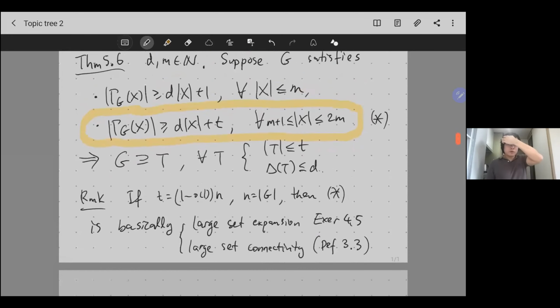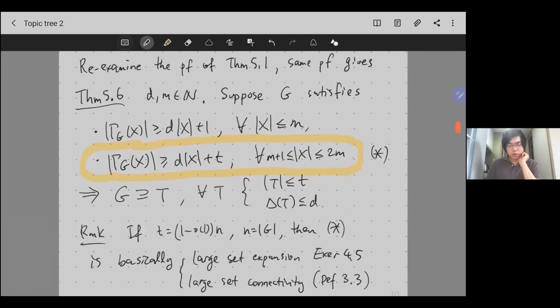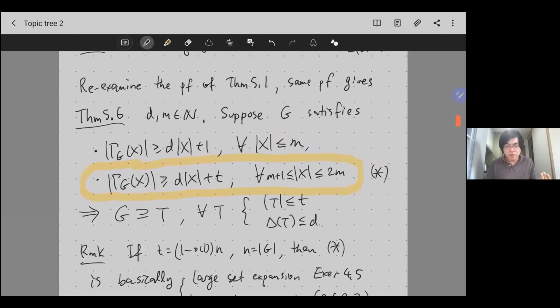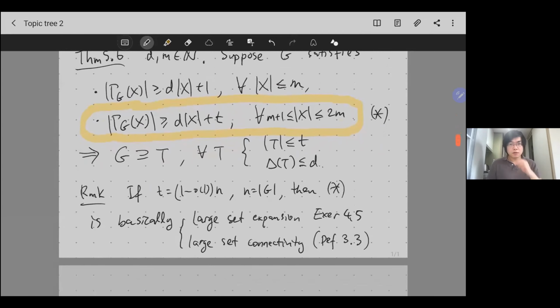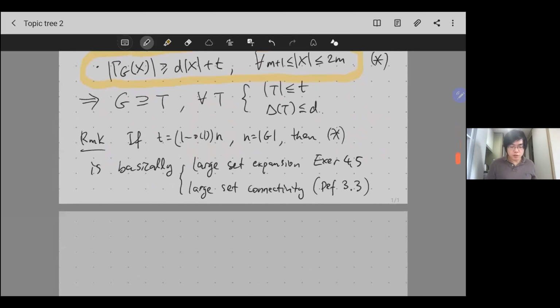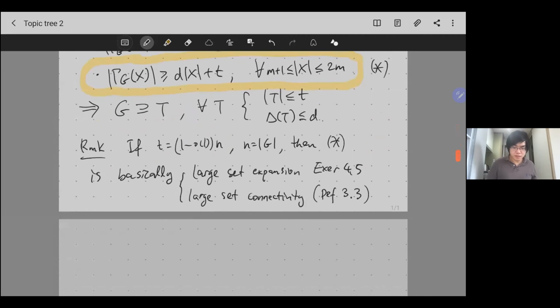All right, so these are actually natural conditions to impose when we're dealing with random graphs. This is the same proof as Theorem 5.1, Theorem 5.6, which allows us to embed almost spanning trees. And sometimes it's also convenient to phrase it in terms of expanders. So in terms of expanders, we can write it as follows. This is basically a consequence of 5.6.